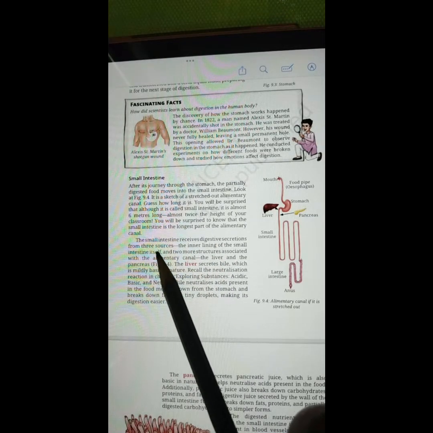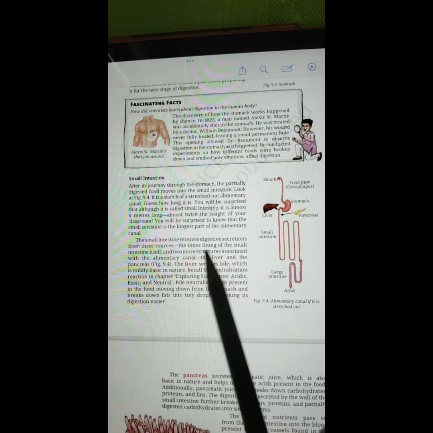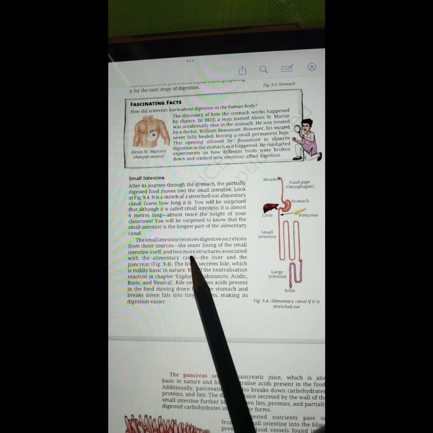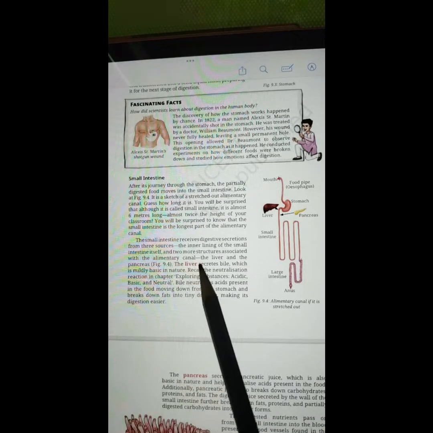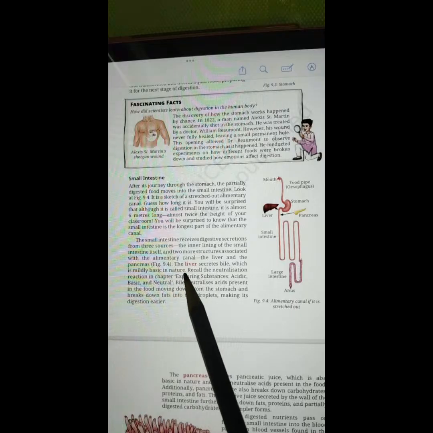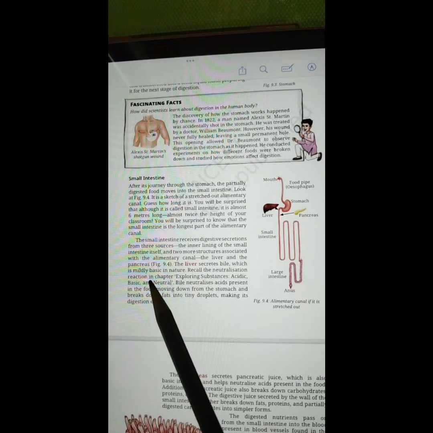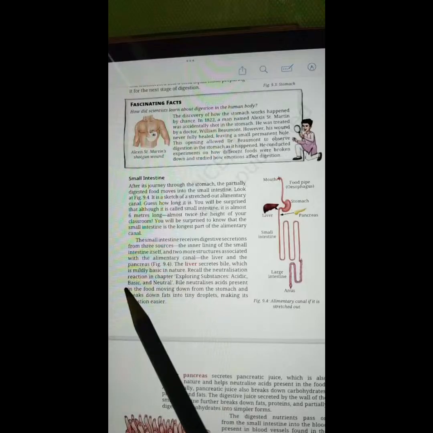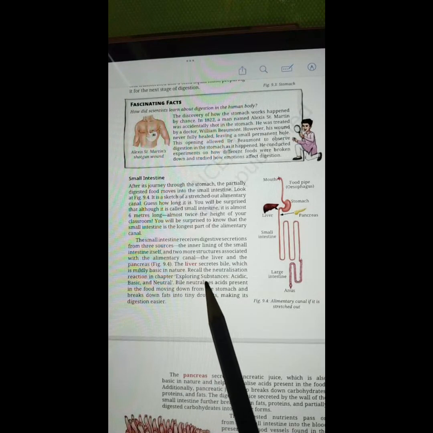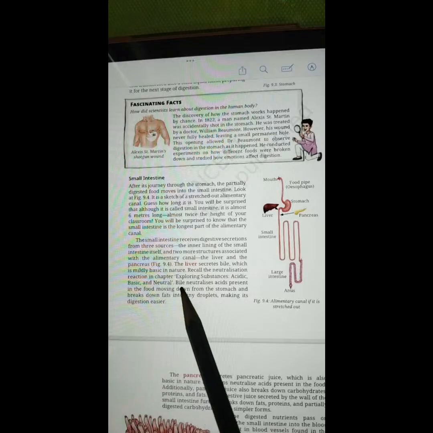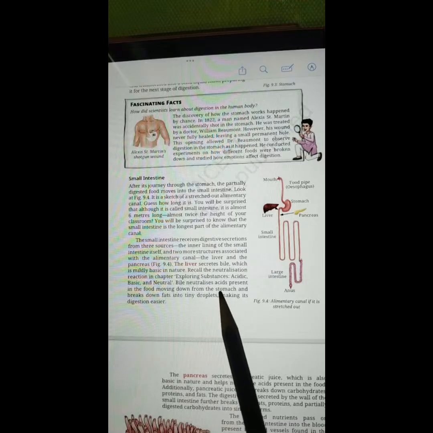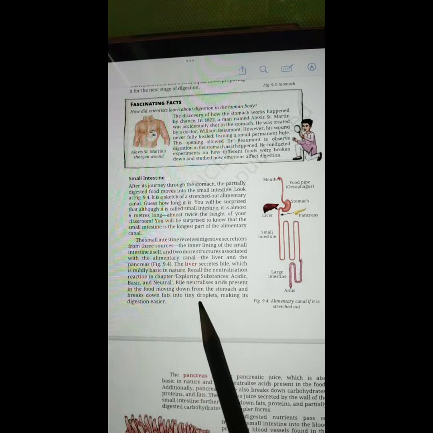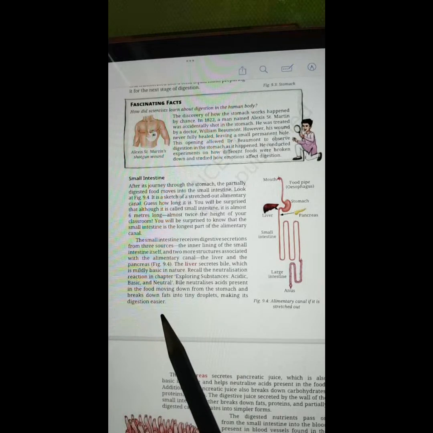alimentary canal. The small intestine receives digestive secretions from three sources: the inner lining of the small intestine itself, and two more structures associated with the alimentary canal, the liver and the pancreas. The liver secretes bile, which is mildly basic in nature. Recall the neutralization reaction in the chapter Exploring Substances: acidic, basic, and neutral. Bile neutralizes acids present in the food moving down from the stomach, and breaks down fats into tiny droplets, making their digestion easier.